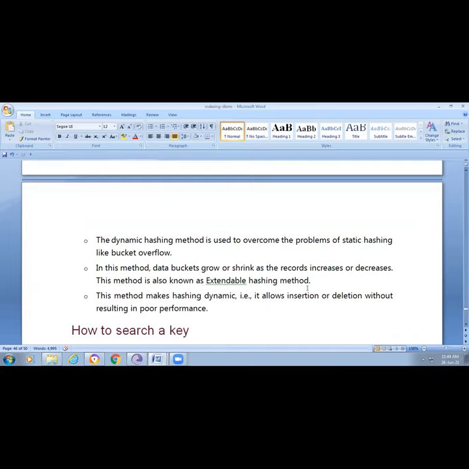So the bucket size is the same, and at the same time those orders are not changed. But in the case of dynamic hashing, here we are moving the data from one bucket to another bucket if the situation needs it. In this method, data buckets grow or shrink as the records increase or decrease. So this method is also known as the extendable hashing method.